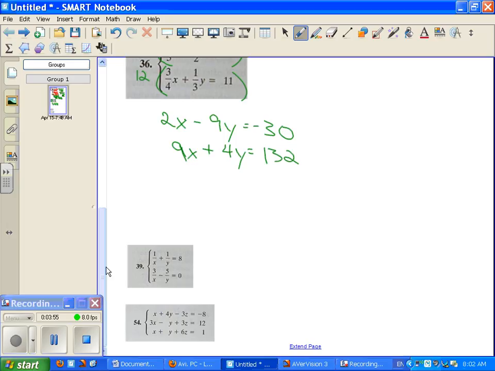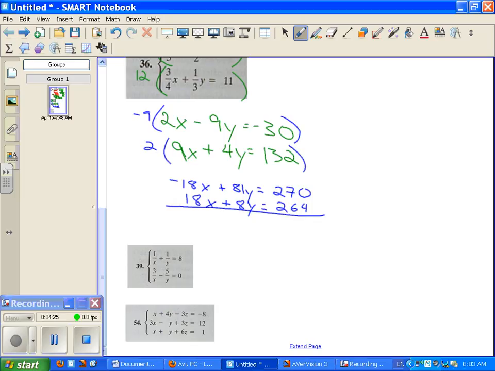All right. What variable would you like to get rid of now? They're both pretty bad. X, multiply the top one by, okay, then the bottom one by, okay. So I'll get negative 18x plus 81y equals positive 270. And over down here, I'm going to get 18x plus 8y equals 264. Okay, so when I add down, those cancel. 534.